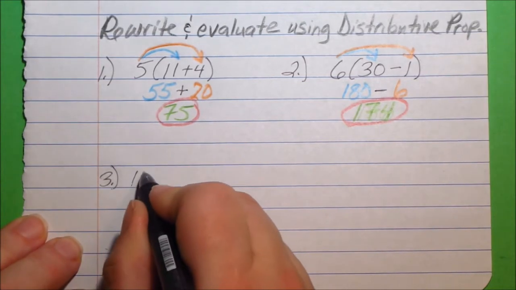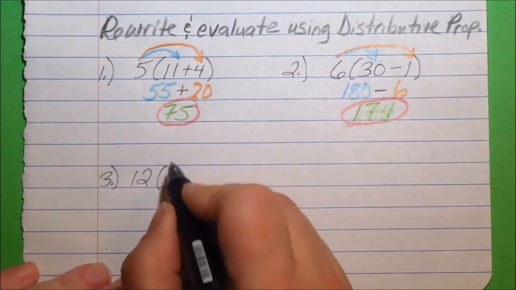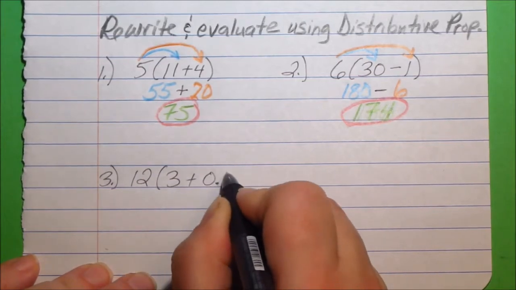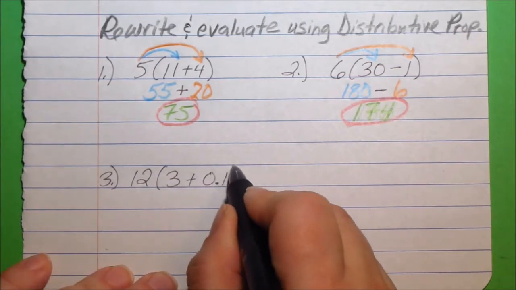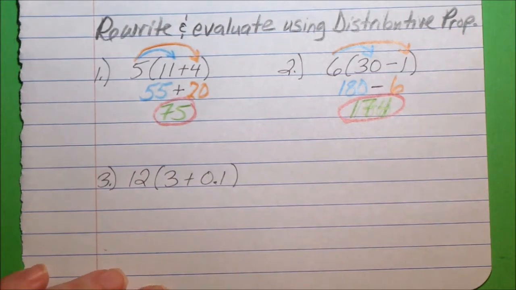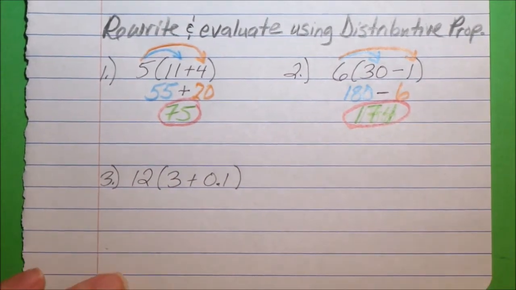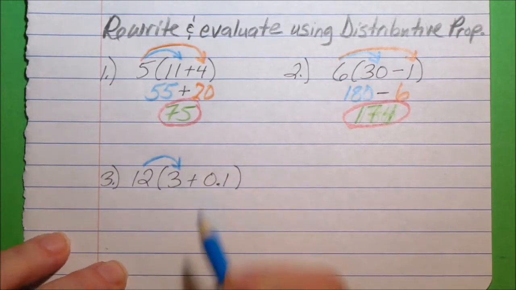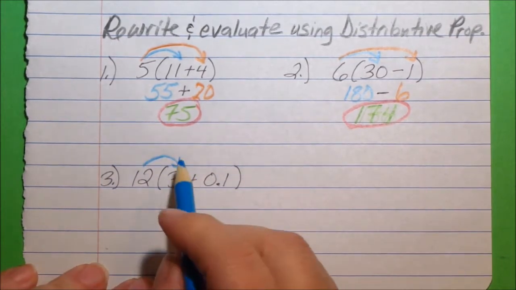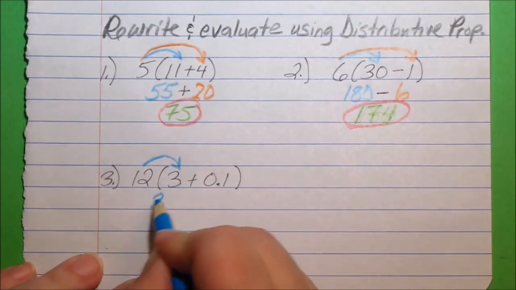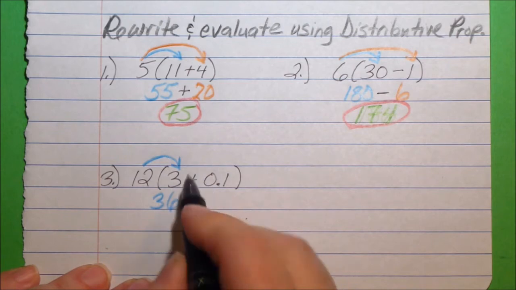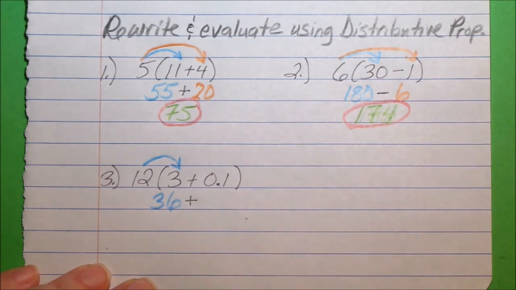All right, so number 3. Let's do 12 times (3 plus 1/10). All right, so same steps. Even though we've got a decimal in there, doesn't matter. Same steps. The first thing we're going to do is multiply 12 times 3. 12 times 3 is 36. Bring down the operation, which is an addition, plus sign there.